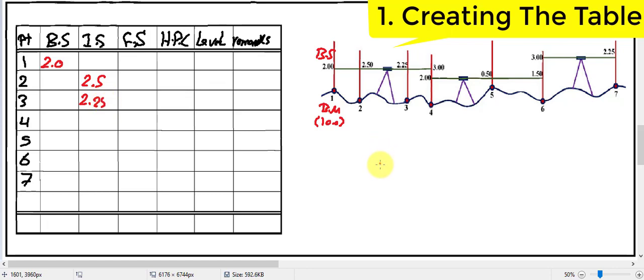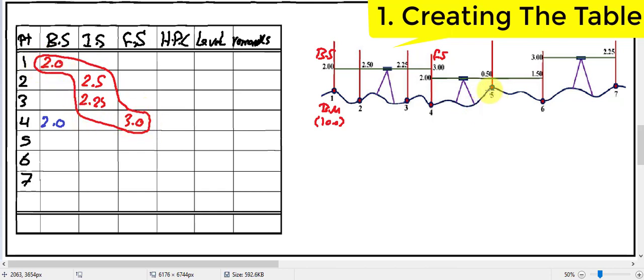For point 4, we have 2 readings. The foresight of the first setup. This is the first setup. So this is the foresight of the first setup and the backsight of the second setup. We will put 3 in the foresight column and we will put 2 meter in the backsight column. To differentiate between the setups in the table, each setup will be determined in a closed line like this. This is the line for setup 1.